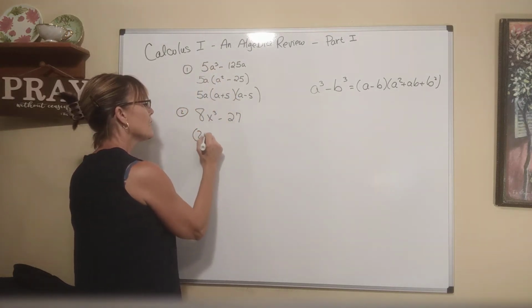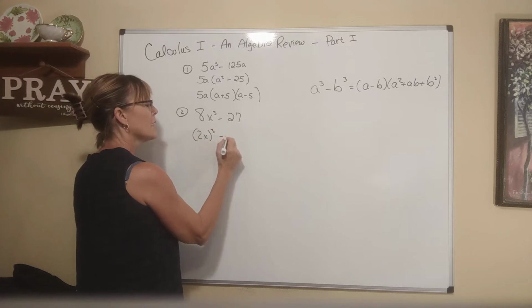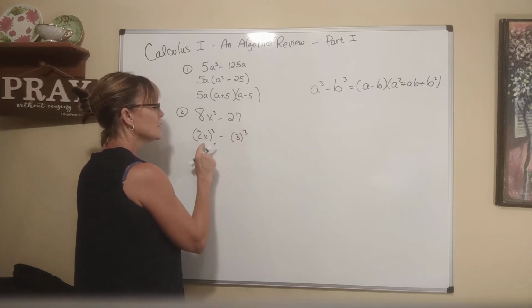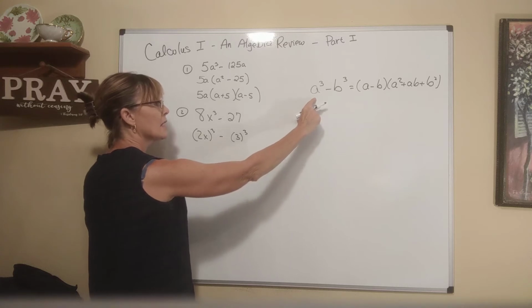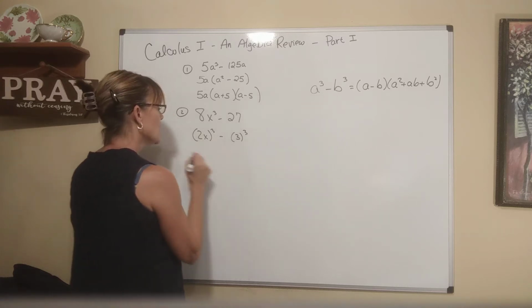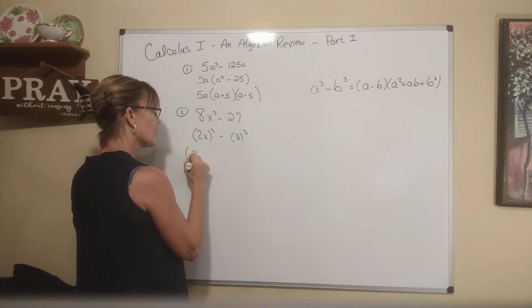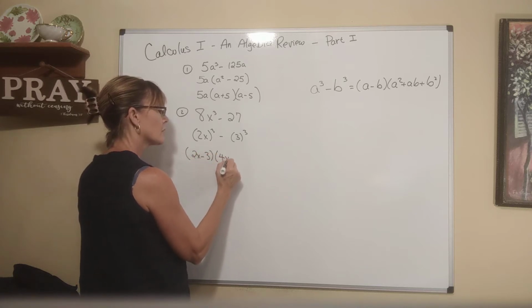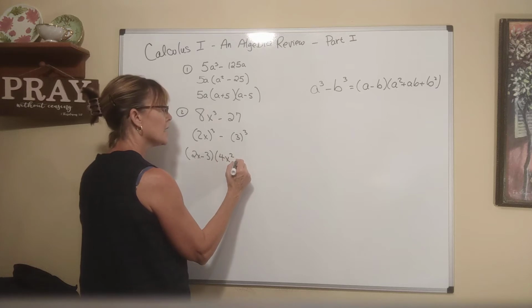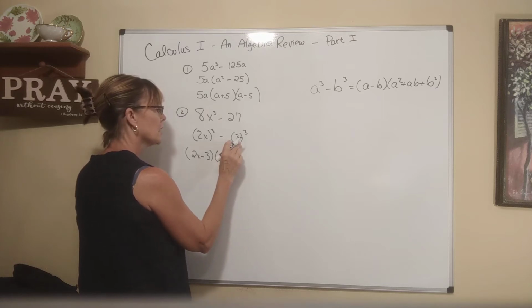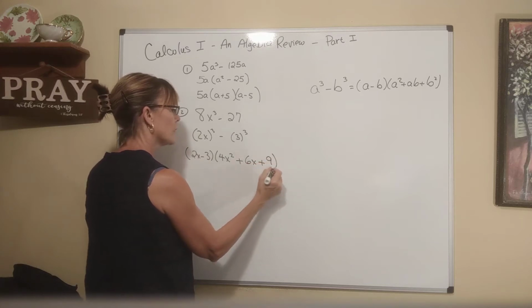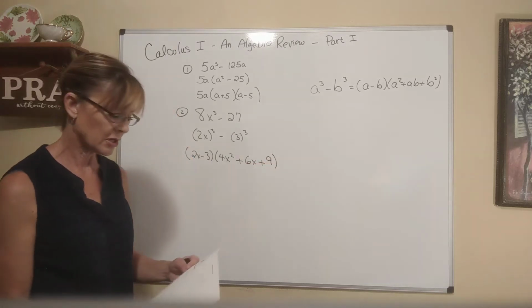Is this something being cubed? Yeah, this is 2x to the third power. Is this something being cubed? Yeah, this is 3 to the third power. So in this case, our a is 2x and our b is 3. So this will factor into a minus b times a squared, or 2x squared, plus a times b, plus 3 times 2x, plus b squared. That's how you can factor number 2.